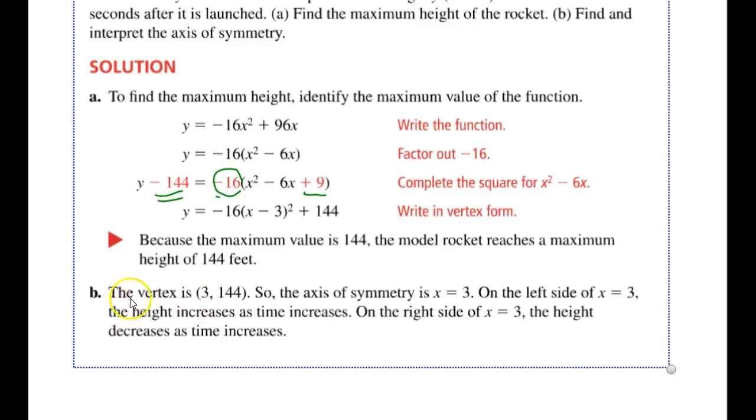So on the left side of x equals 3, so from the time I release it to x equals 3, the height increases. And then on the right side of x equals 3, the height decreases. And I could kind of draw that out to see that as well. But I can just use my knowledge of what a parabola looks like to kind of explain that.